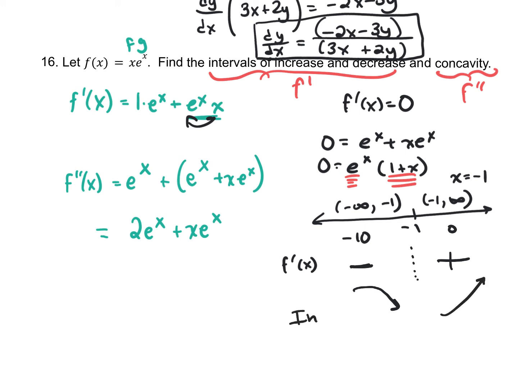So I would say it increases from -1 to infinity, and it decreases from -infinity to -1. And again, this is certainly something you could check on Desmos. Make sure that you do have the correct intervals. Obviously, you do need to make sure you show some work, because if you don't show the work, you will not get credit for it.